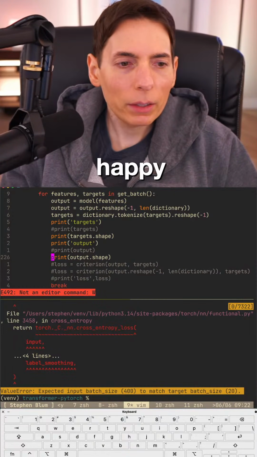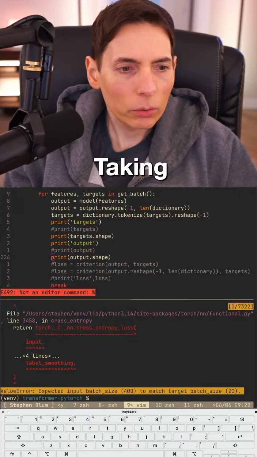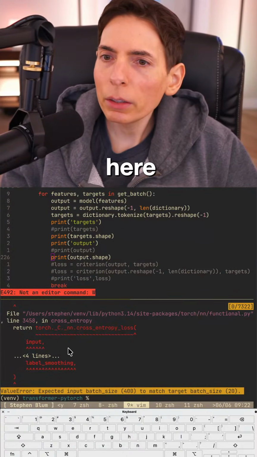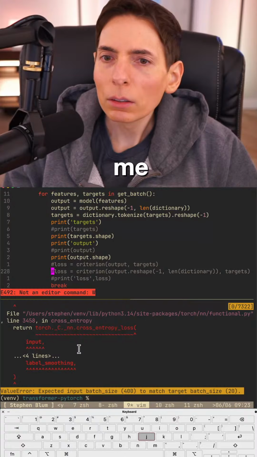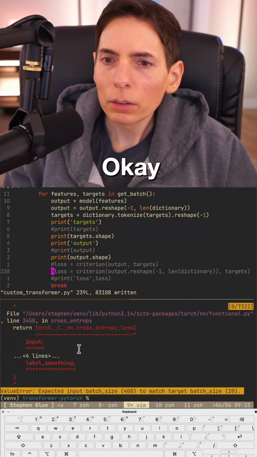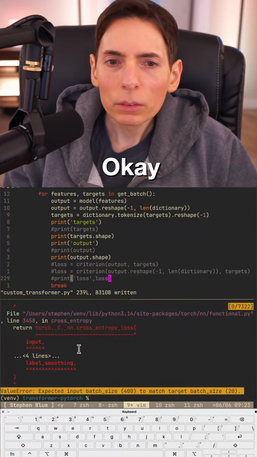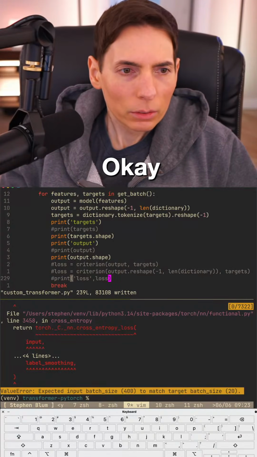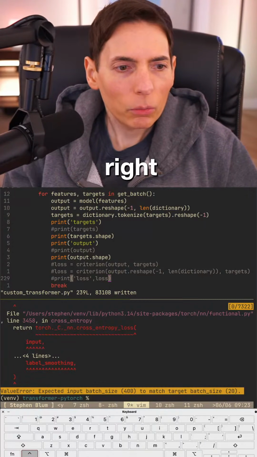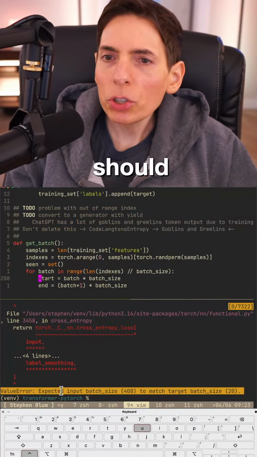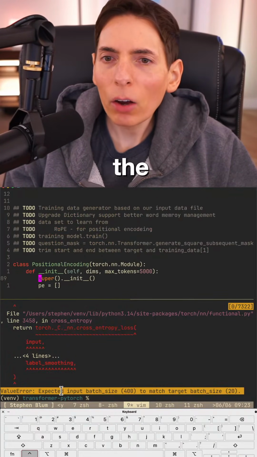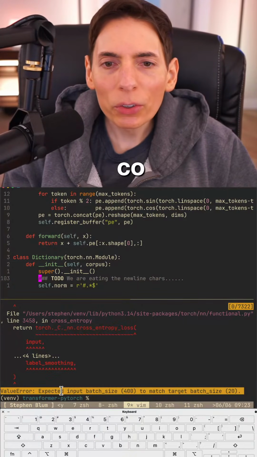Okay. I'm happy there. Taking an overlook over here. Yes. Looking good to me. All right. What do I need? I need to make some updates here. Okay. So what we should do is I need to print the output.